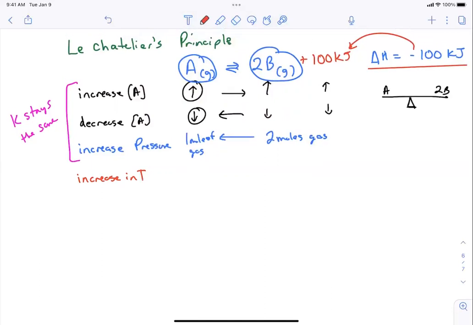Now, increase in temperature means increase in heat. And so which side is heat present in this reaction? On the right. So if you increase heat, which way is it going to shift? Left. So you're going to increase reactants and decrease products. And what's going to happen to K now? Because you have more reactants and less products, what's going to happen to K? It's going to get smaller.